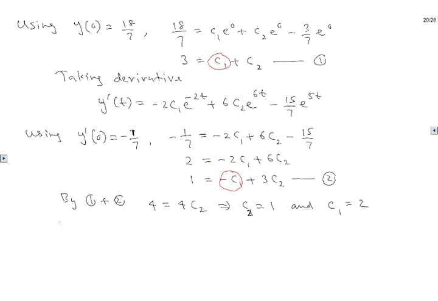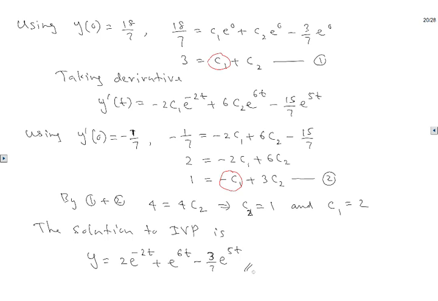So therefore the solution to the initial value problem is simply y equal 2e to the negative 2t plus e to the 6t minus 3/7 e to the 5t. So that's the solution to the initial value problem. You can see that that problem is not that difficult, but still there are some steps to follow. Very good. So that is the first type.